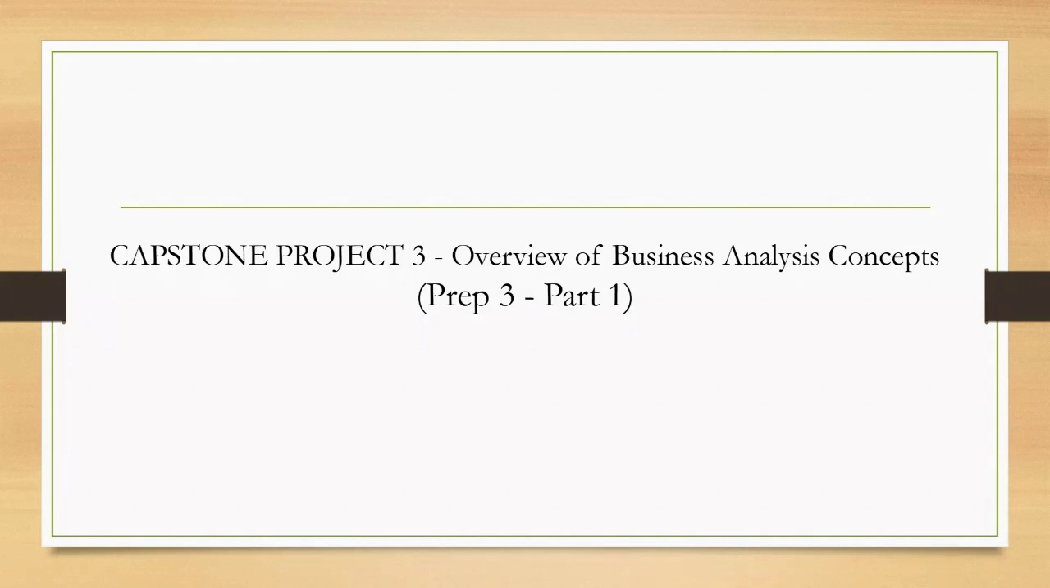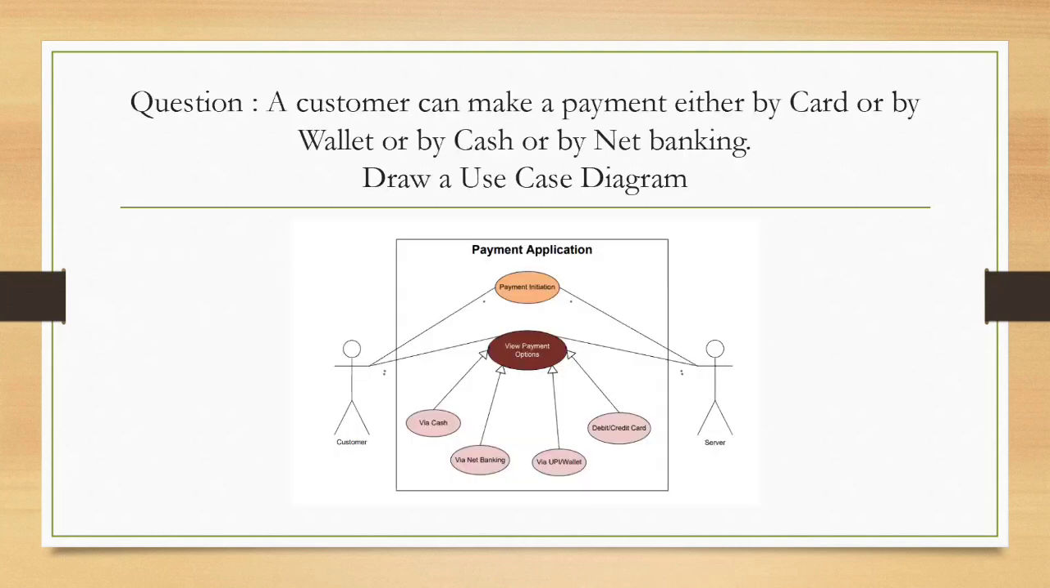So in this there are two parts. Now you are going for this prep 3 part 1. In this prep 3 part 1 we have a few things. The first thing is you need to draw a use case diagram about payment. The question is: a customer can make a payment either by card, or by wallet, or by cash, or by net banking. So you need to draw a use case diagram.